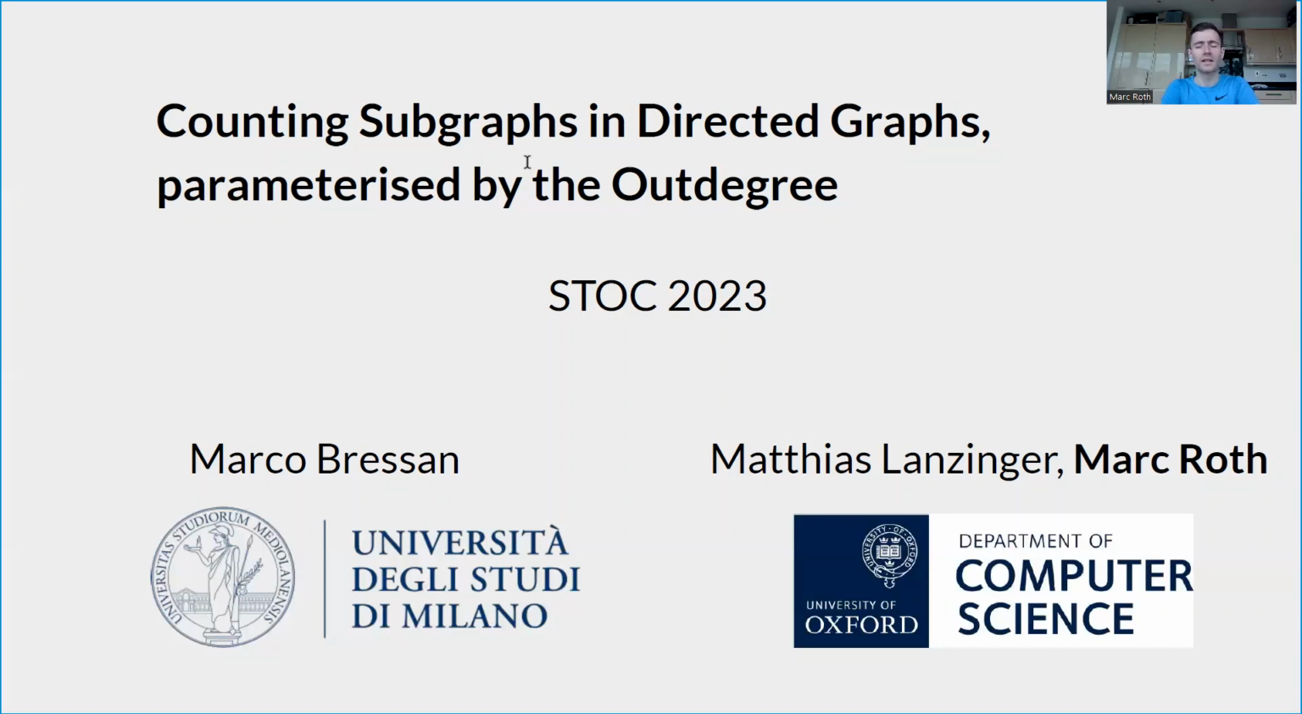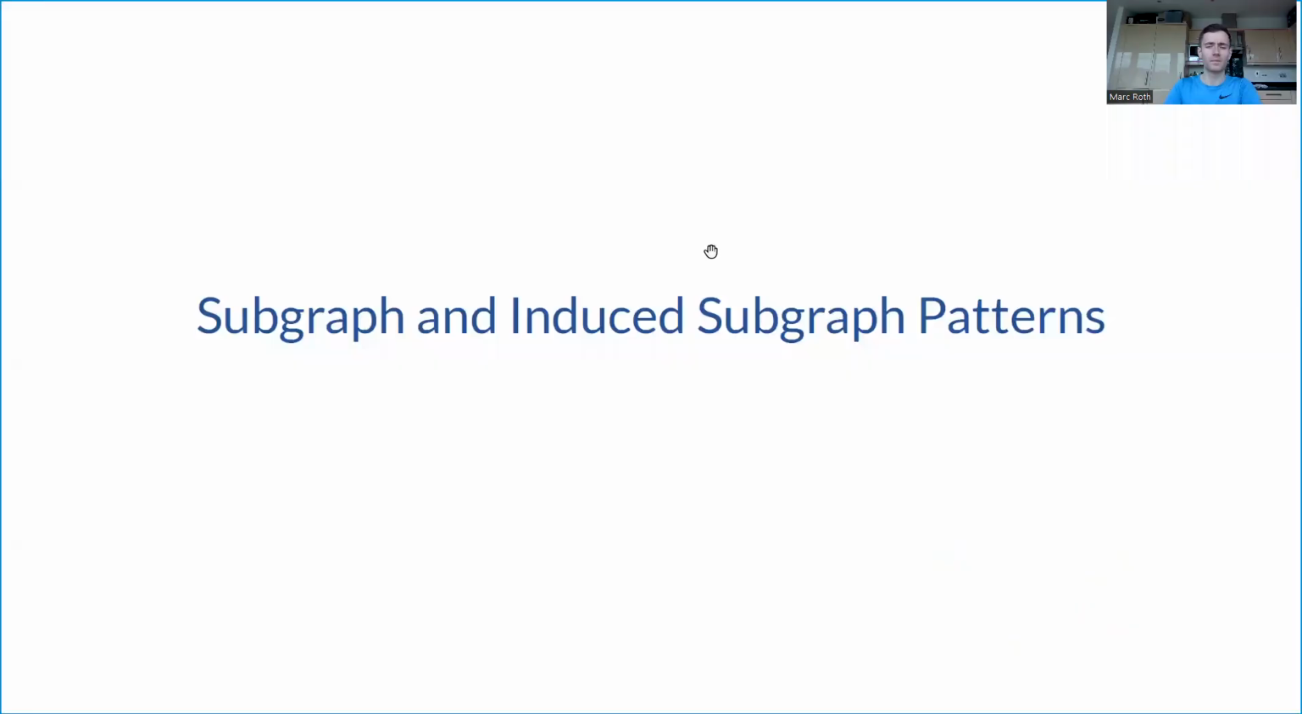If you take a look at the title, you will see this will be about the complexity of counting copies of small directed graphs in large directed host graphs that have small outdegree. But first things first, let me set up our problem.